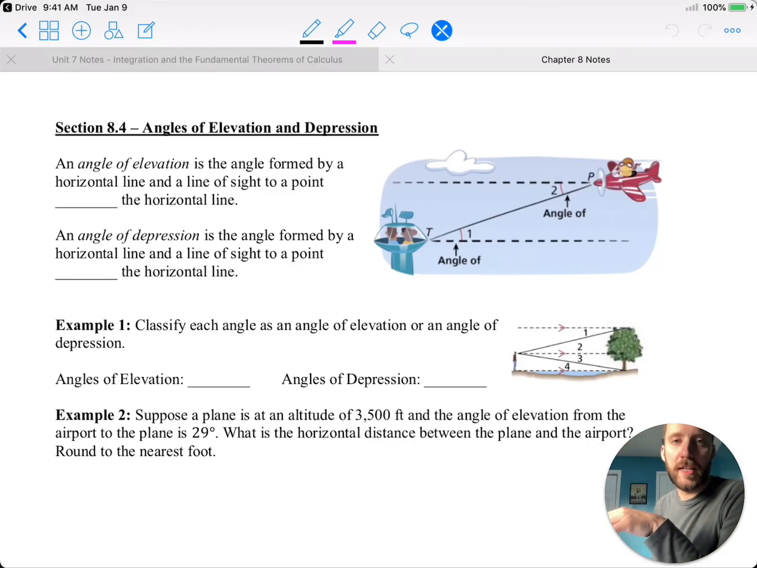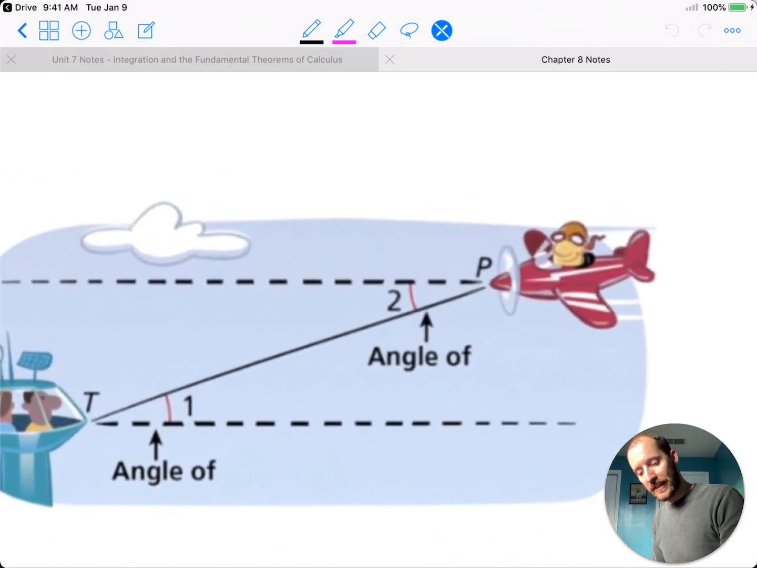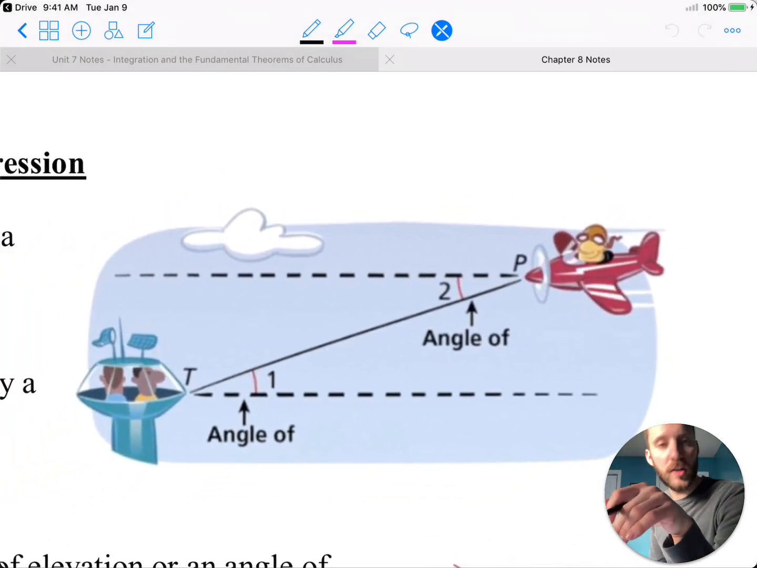Hey, we're looking at section 8.4, angles of elevation and depression. So really looking at two new vocabulary terms to work into your frame of reference for when you're solving any type of problem involving trig ratios and right triangles, okay? So we have here a very hyper-realistic animation of a plane flying over a control tower and illustrating angles of elevation and angles of depression.